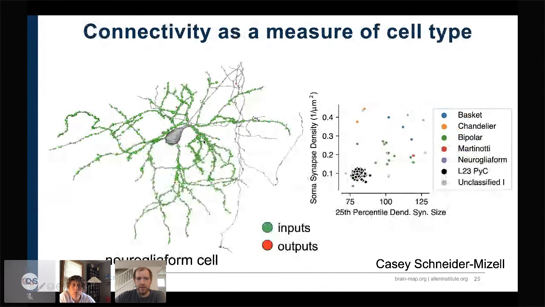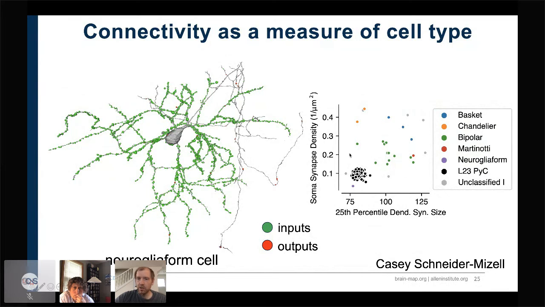There are also very systematic differences in the synapse size distributions in these different compartments. This is one way of summarizing both the density and the size, where on the x-axis now we're plotting the 25th percentile dendritic synapse size, and on the y-axis we're quantifying the density of synapses per micron square area, and each dot represents a cell, and the different cells are colored with respect to their cell type. You can see the remarkable consistency in the density of synapses and the size of synapses on the dendrite of excitatory neurons, and then the remarkable diversity of synapse size distributions and synapse density distributions in the inhibitory cells, which are roughly characteristic of their cell type.